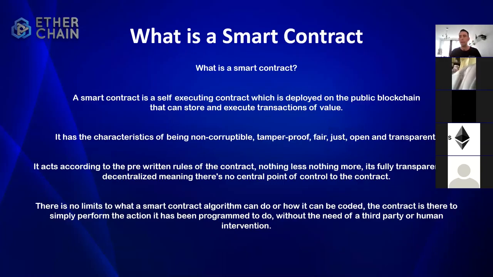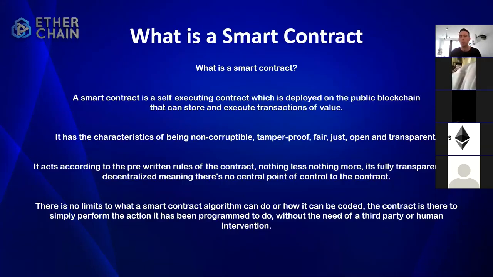Now, before we talk about EtherChain, I want to talk a little bit about a smart contract and what this is, because having a basic understanding of this is very, very important. A smart contract, to explain it easily, is a self-executing contract which is deployed on the public blockchain. It can act in several different ways, but basically what it does is store and execute transactions of value without the need of a third party. It has the characteristics of being non-corruptible, tamper-proof, fair, just, open, and transparent.